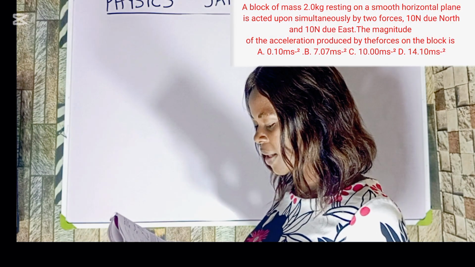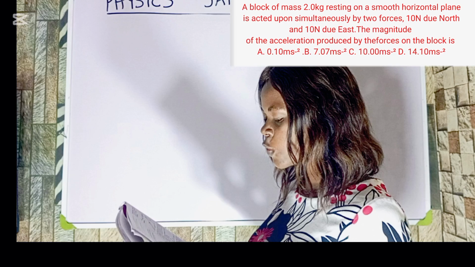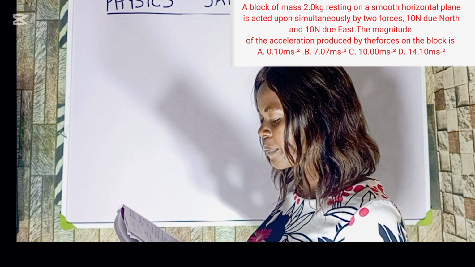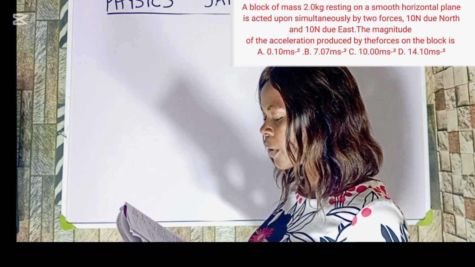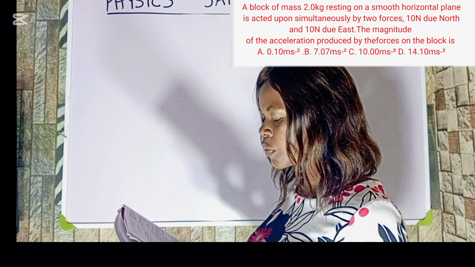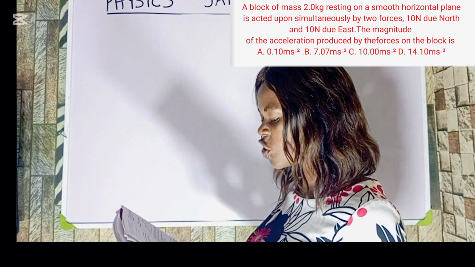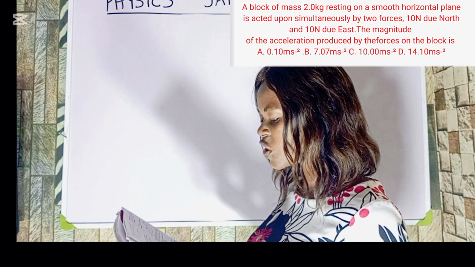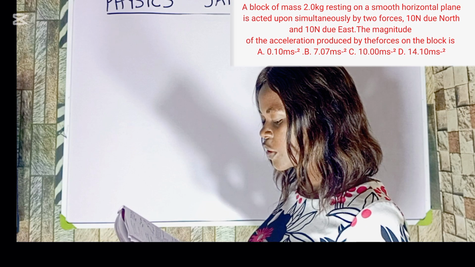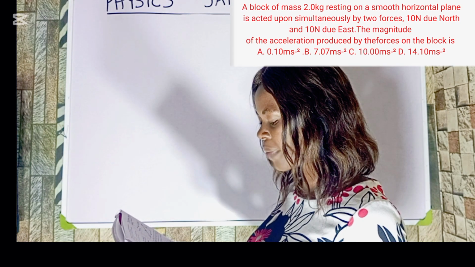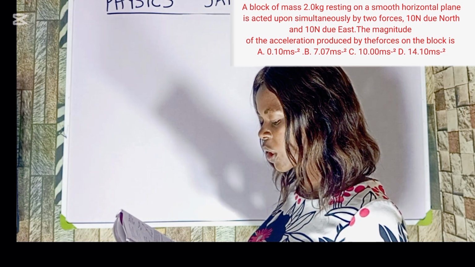A block of mass 2.0 kilograms resting on a smooth horizontal plane is acted upon simultaneously by two forces, 10 Newton due north and 10 Newton due south. The magnitude of the acceleration produced by the forces on the block is what?